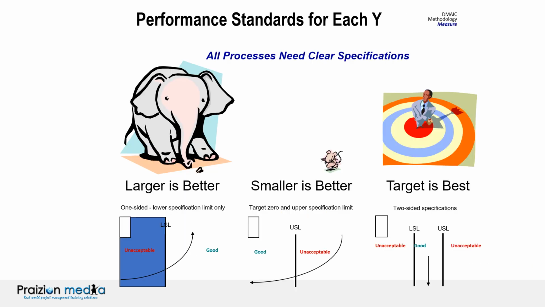Performance standards for each Y. You have three possibilities there. Either the Y is to be maximized: larger the better. It's one-sided and there's only a lower specification. Anything which falls below the specification is unacceptable, and anything above is acceptable. Smaller the better: again, you have to minimize it, so anything below the upper spec limit is good, and anything above the spec limit is wrong. And then there is the two-sided specification, where you have to be between the two spec limits.